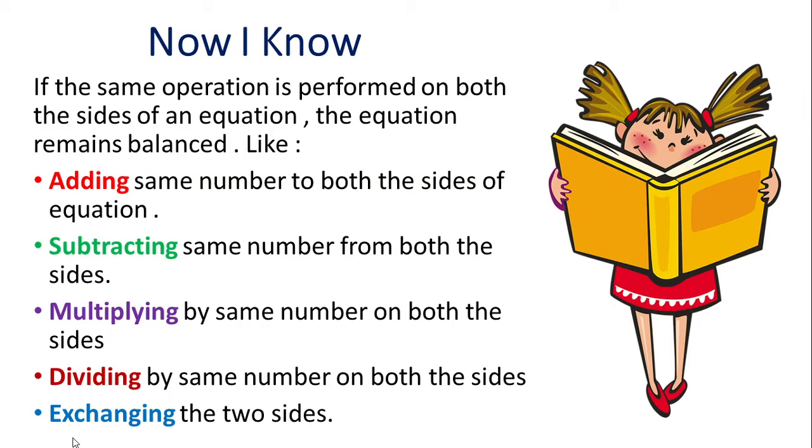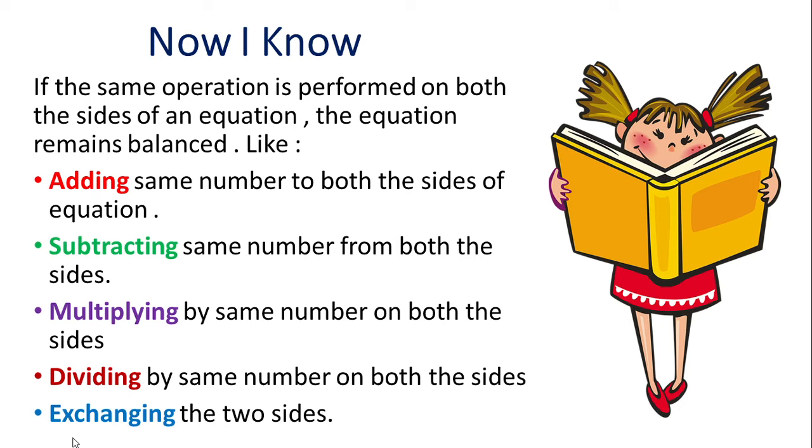Now children, there are certain more things which we need to know about the equation. Now let's get it clarified. What are those things? If the same operation is performed on both the sides of an equation, the equation remains balanced. Children, always an equation needs to be balanced. Both the hand sides, that is the left hand side and the right hand side, need to be balanced.